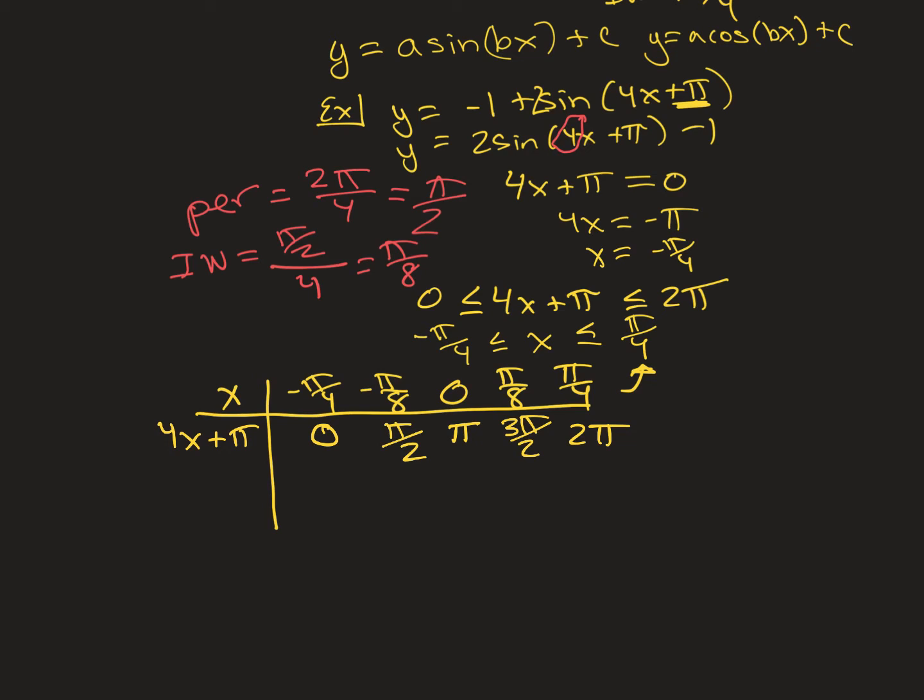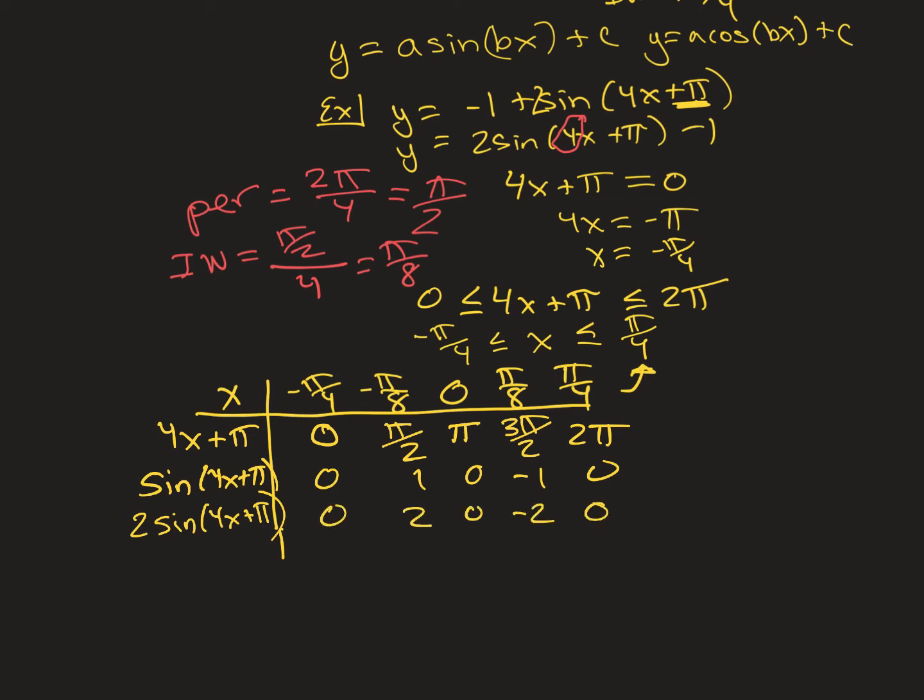Because then I know that when I take the sine of 4x plus pi, meaning I'm now evaluating my quadrantal angles, it goes 0, 1, 0, negative 1, 0. And then remember, with range changes, we're going to follow the order of operations, which means I'm going to multiply my y outputs by 2. So I've got 0, 2, 0, negative 2, 0. And then I'm going to take all those y outputs and subtract 1. So from what I just got, I'm subtracting 1. And I've got negative 1, 1, negative 1, negative 3, negative 1.